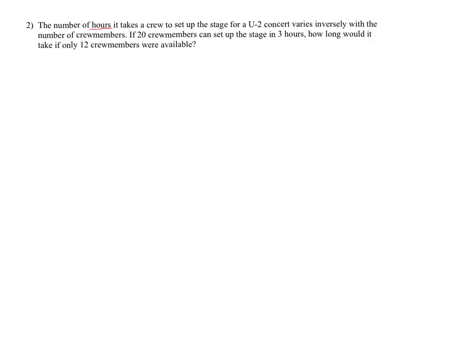Okay, so the number of hours it takes a crew to set up the stage for a U2 concert varies inversely with the number of crew members. So if it's inverse variation, the hours varies inversely with the number of crew members. So we have our algebraic expression or equation set up.